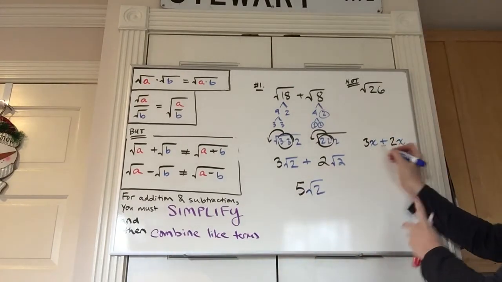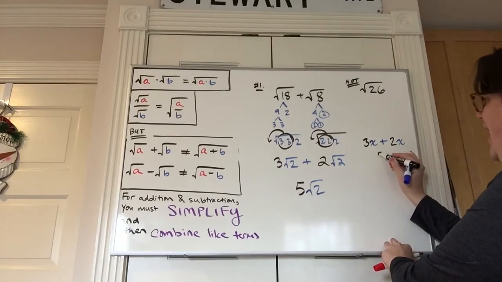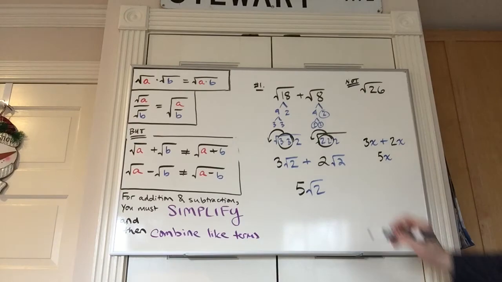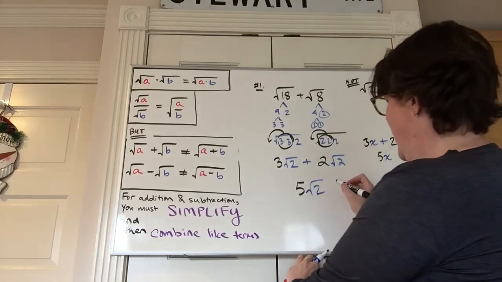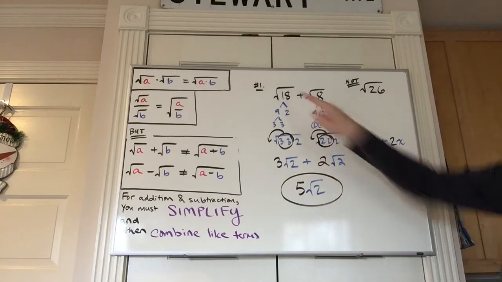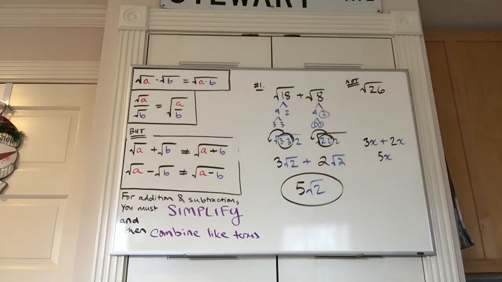Much like 3x plus 2x would be 5 of x. So I was basically able to say this is 5 times the square root of 2. That is the simplest possible answer for what root 18 plus root 8 is. Okay, I'm going to do another problem like that.